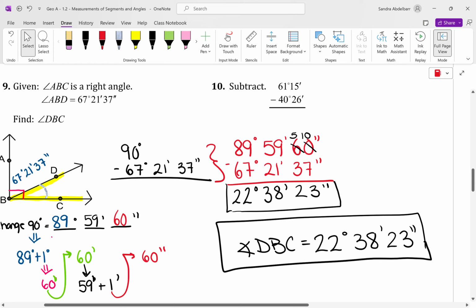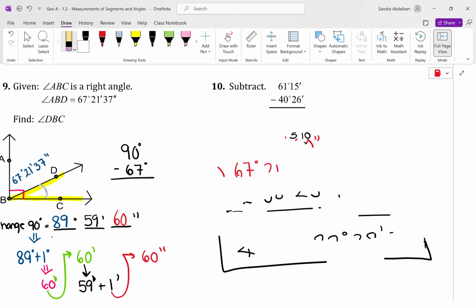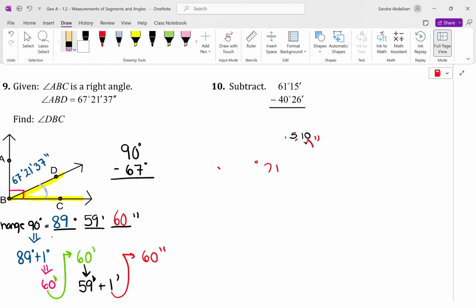All right, can I erase so I could go on to number 10? Anybody still copying this? Raise your hand. Okay, so let me erase so we could go on to number 10.